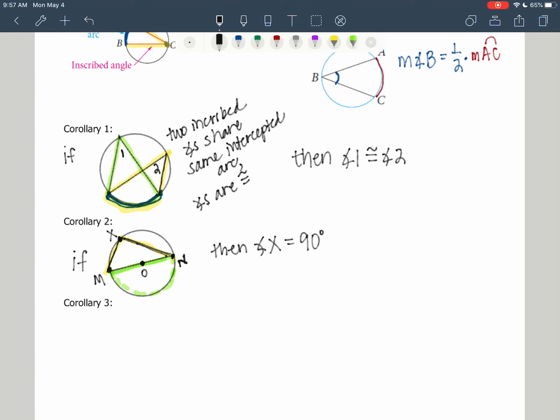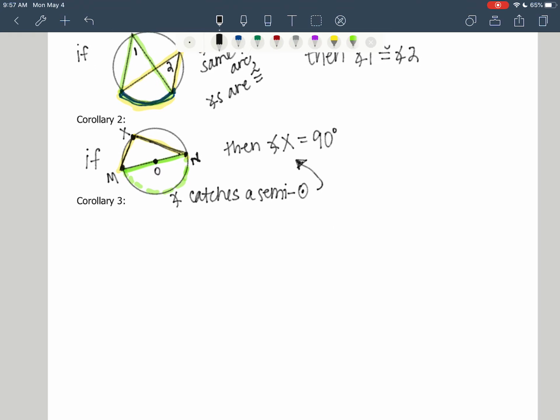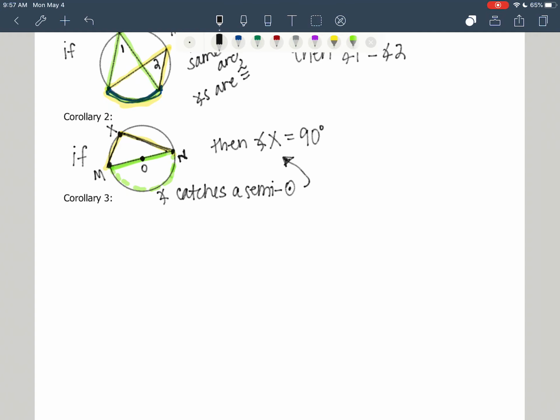Okay. So this is a diameter, so if your angle catches a semicircle, then the angle is 90 degrees. Again, another one that's common sense. And here's another one that's kind of common sense, but you might have to prove it. You don't have to prove it. So I don't even want you thinking about it.